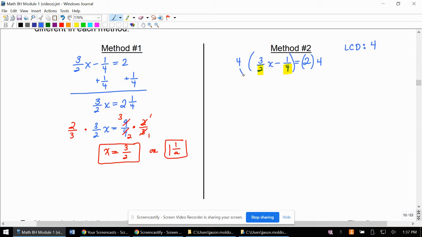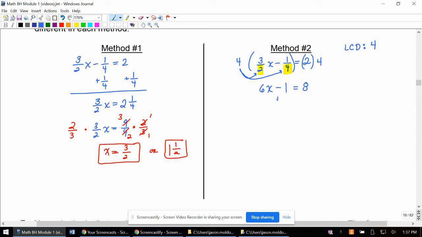All right, so we're going to apply the 4 to the 3/2. 2 and 4 cancel to a 2 times 3 is 6x. 4 times a quarter is 1 and it's negative. And 2 times 4 is 8. Probably should draw this hoop if I'm going to use it. And the most common error is to forget the 8.